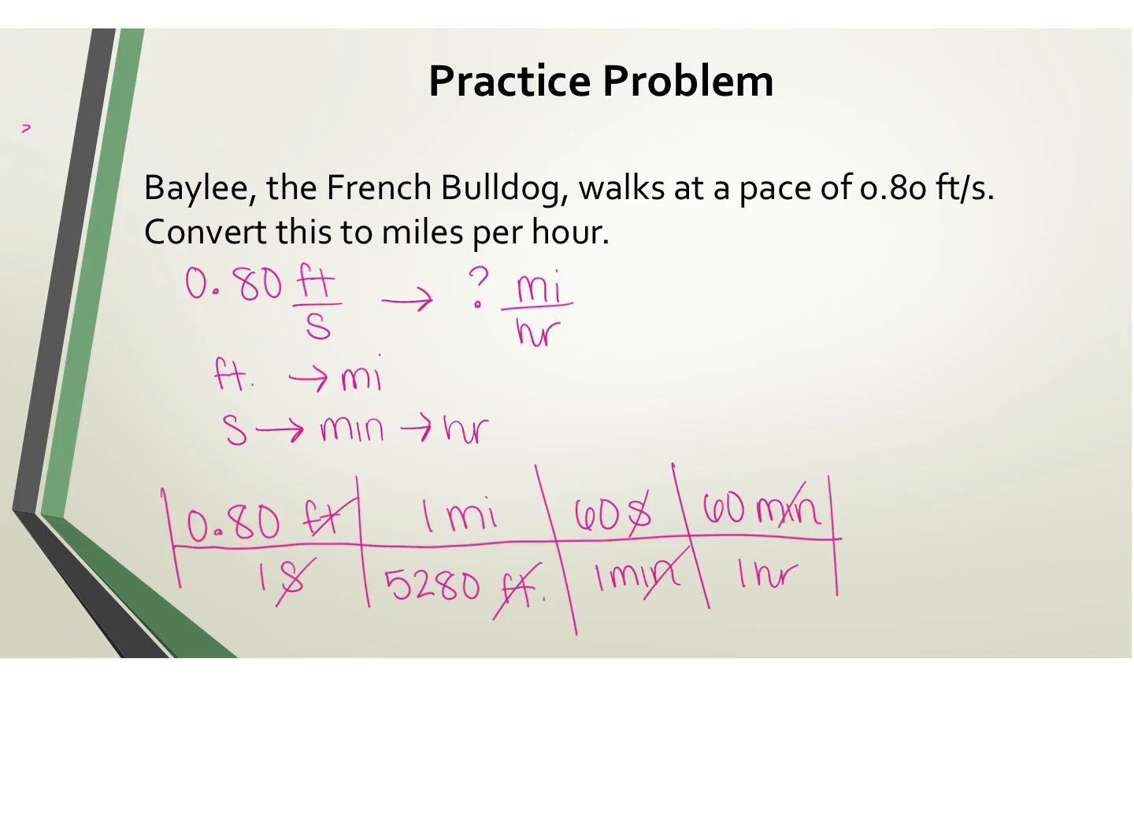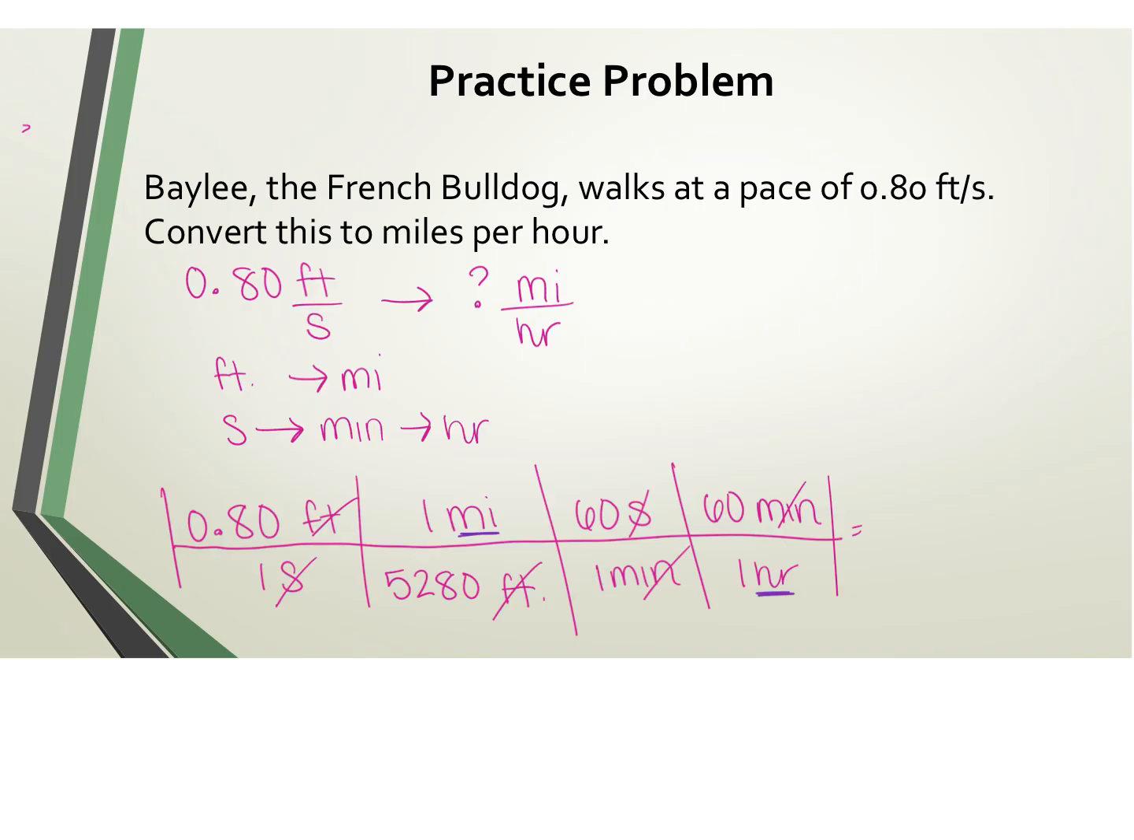So minutes cancel. Again, our only units that don't cancel are miles in the top box, hours in the bottom box. And you should notice that this is matching. It's miles divided by hours, and in our dimensional analysis, we're still miles divided by hours. So that's your clue that you're ready to calculate.